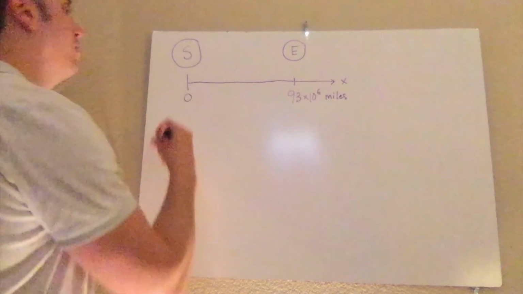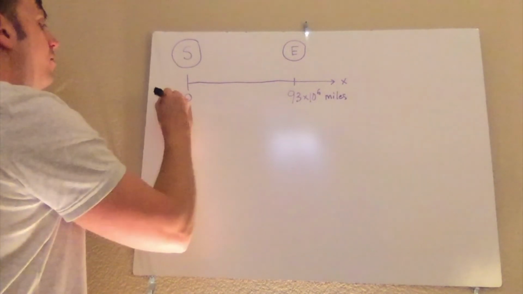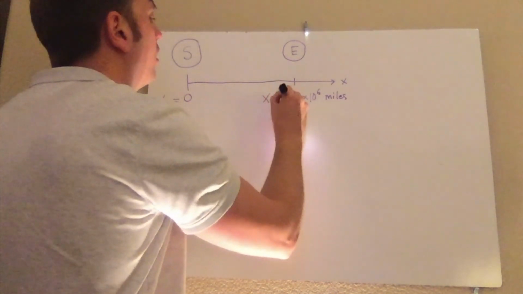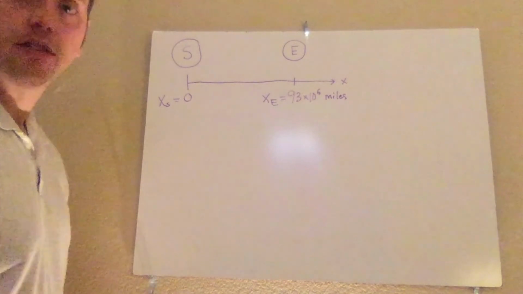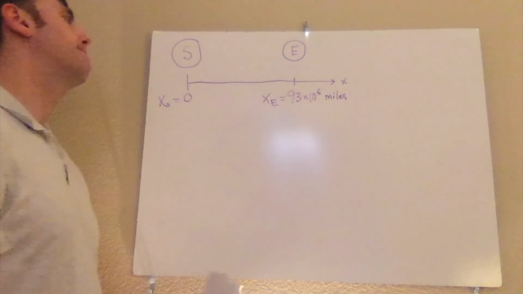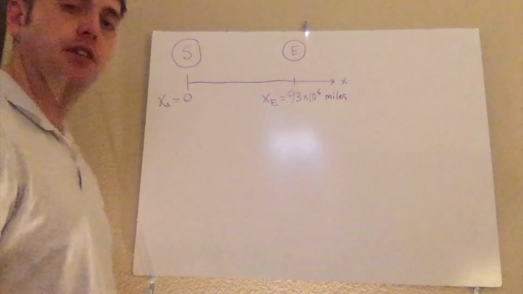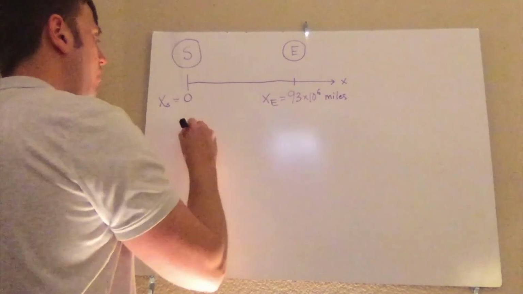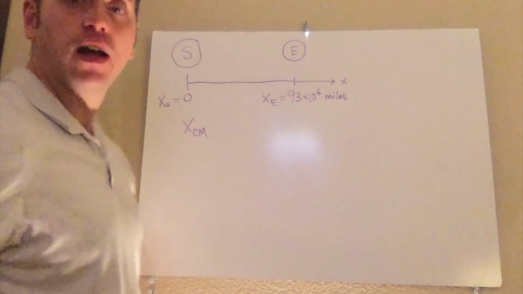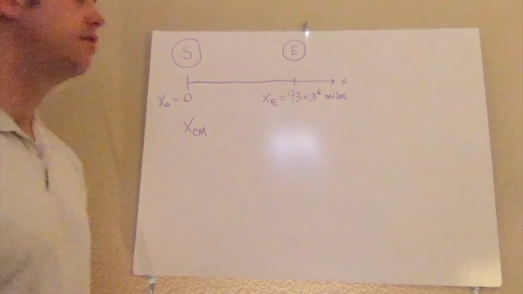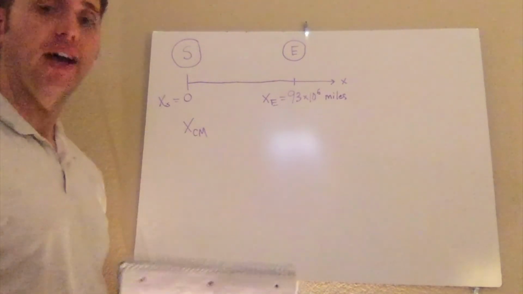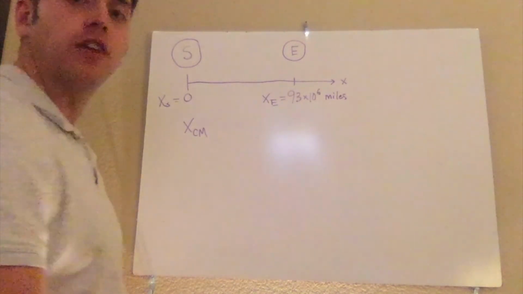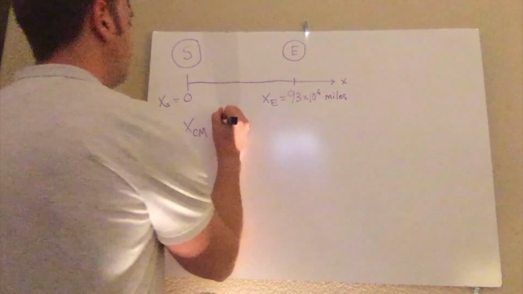So actually, let's put those in. The x-coordinate of the Sun, that's 0. The x-coordinate of the Earth, again, 93 × 10^6 miles. Okay, now we're actually given the mass of the Earth and the mass of the Sun, which means we can calculate the x position. So where on this line is the center of mass of these two objects? Now we should be thinking that it's much closer to the Sun because the Sun is much more massive, but it's actually surprising how extreme this is.